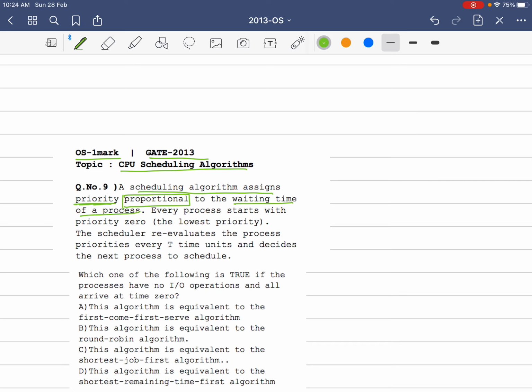So let's note down this important point here. The priority of a process is directly proportional to the waiting time of the process. Now every process starts with priority 0, which is the lowest priority. So let's make note of that: 0 is equal to the lowest priority.